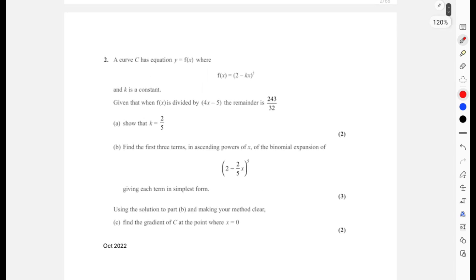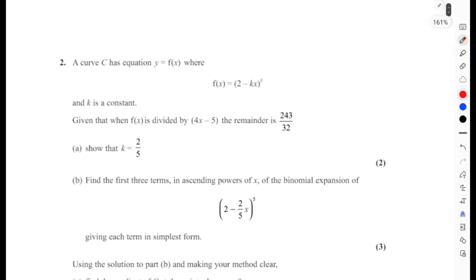Now they have provided you with this f(x) equals (2 minus kx) to the power of 5, and you need to break this down. They say k is a constant, and given that when f(x) is divided by this, the remainder turns out to be this, show that the value for k is this. This is not entirely binomial expansion maths. This is a factor remainder theorem combination with binomial expansion.